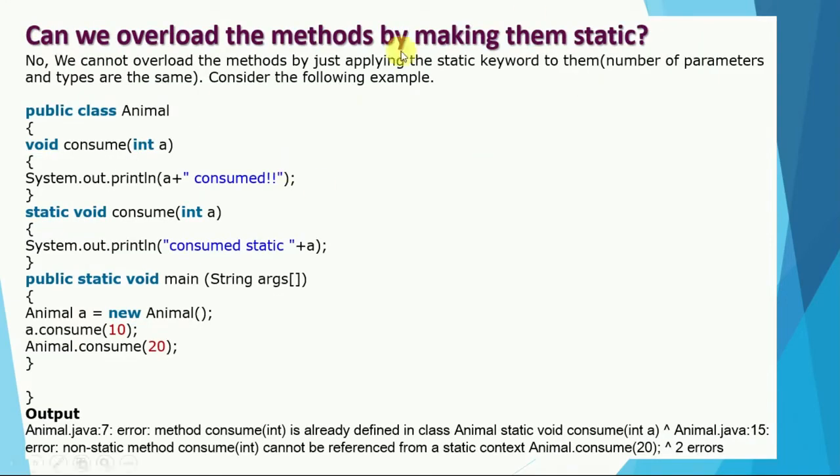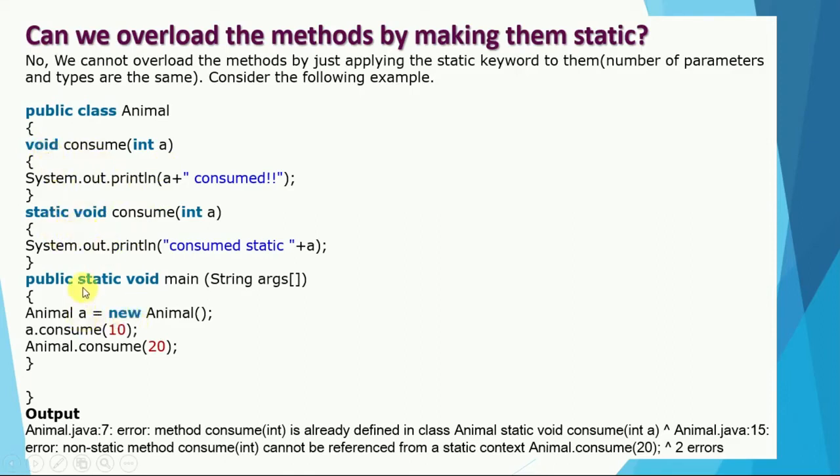Next, can we overload a method by making them static? No, we cannot overload a method by just applying the static keyword to it. Let's take a look at this example. We have a class named Animal and a method named consume, and also a static method named consume. Both method names are the same, so we are basically trying to overload these two methods. The first is a non-static method and the second is a static method.